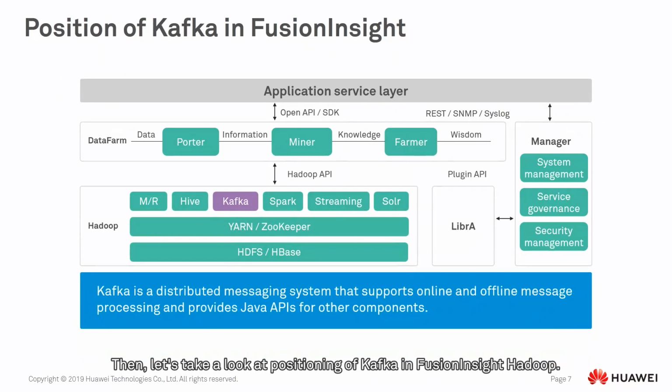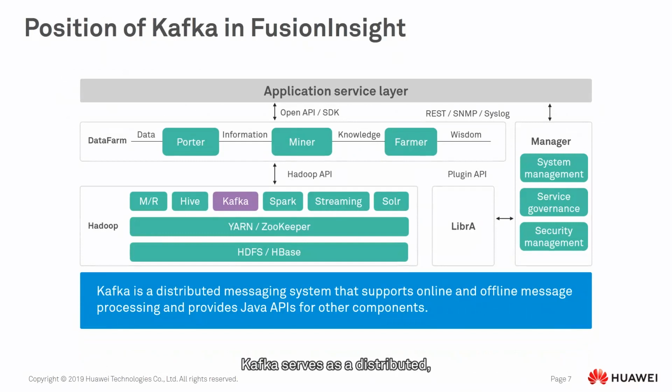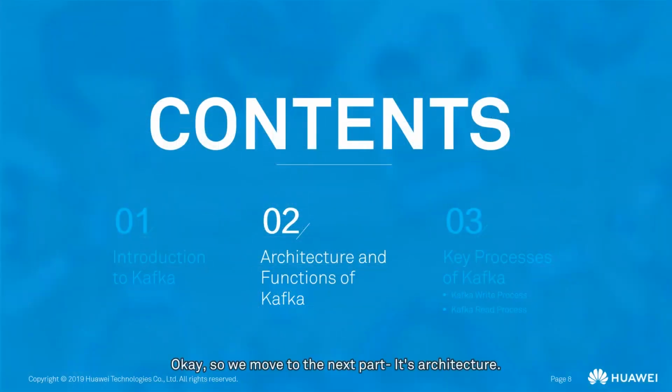Then let's take a look at the positioning of Kafka in Fusion inside Hadoop. Kafka serves as a distributed, partitioned, replicated message publishing and subscription system that supports online and offline message processing, and it provides Java APIs for other components. Currently, Kafka is used in multiple components such as Streaming, Spark, and Flume. Okay, so we move to the next part, its architecture.